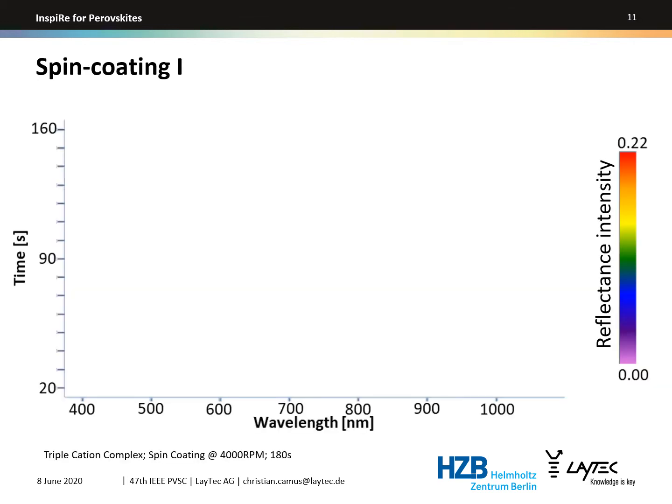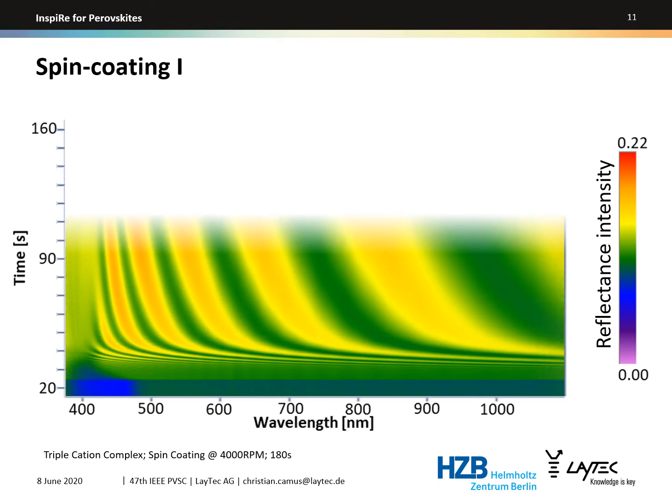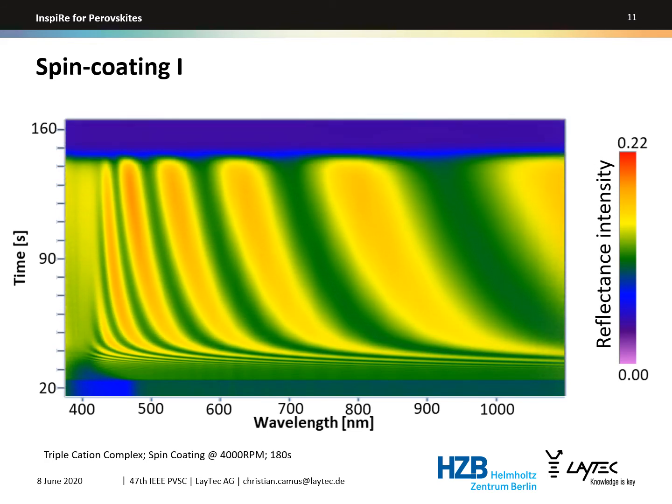These are the first results for spin coating for the example of a triple cation complex, spin coated at 4,000 RPM. So the core piece of data that we obtained during our processes are such spectrograms in which the color-coded reflectance intensity is plotted versus wavelength, and then those spectra are aligned against time.